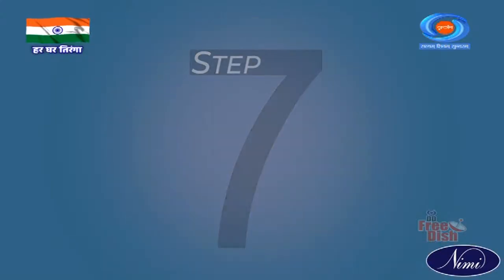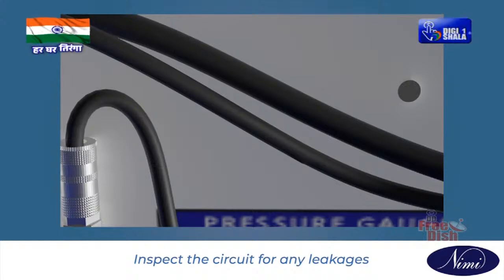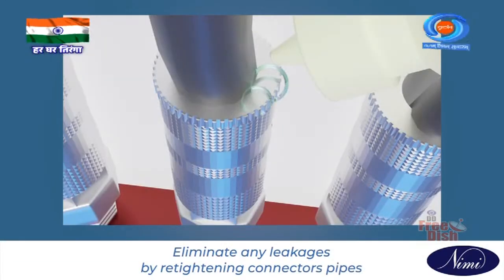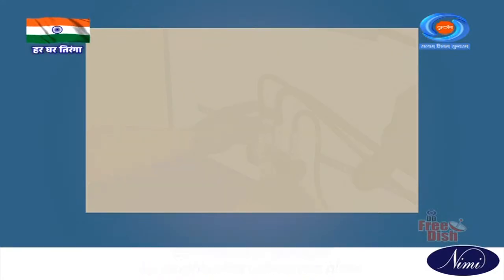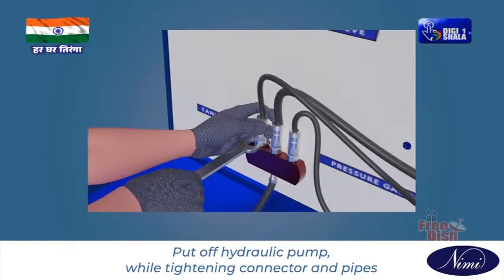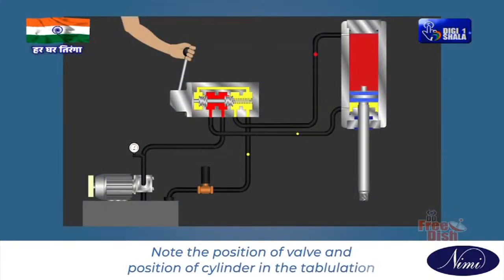Step 7. Inspect the circuit for any leakages. Step 8. Eliminate any leakages by retightening connectors and pipes. Step 9. Put off hydraulic pump while tightening connectors and pipes. Note the position of valve and position of cylinder in the tabulation.